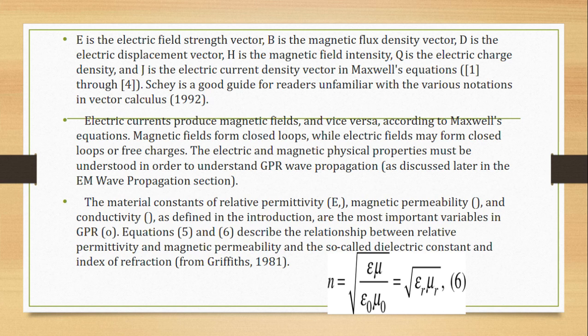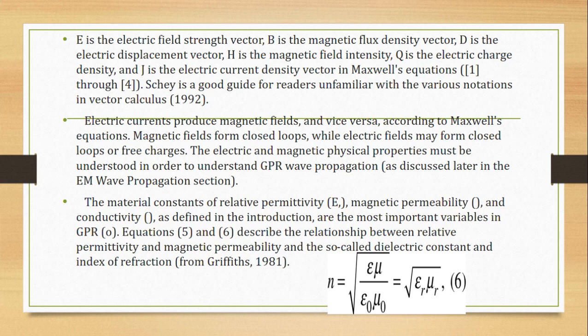Shey is a good guide for readers unfamiliar with the various notations in vector calculus. Electric currents produce magnetic fields and vice versa, according to Maxwell equations. Magnetic fields form closed loops, while electric fields may form closed loops or originate from charges. The electric and magnetic physical properties must be understood in order to understand GPR wave propagation.